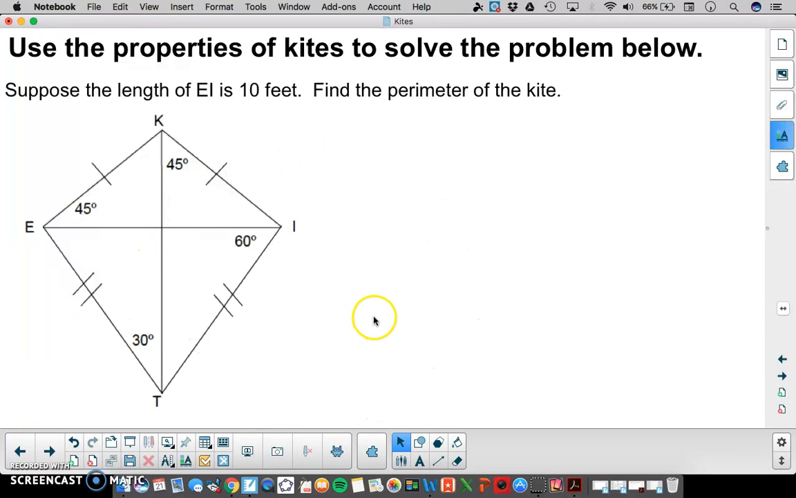I want you guys to try this example. Suppose the length of segment EI is 10 feet. Find the perimeter of the kite. Notice some of the angles here inside the kite. We know that EI will be 10, and you need to find the perimeter.